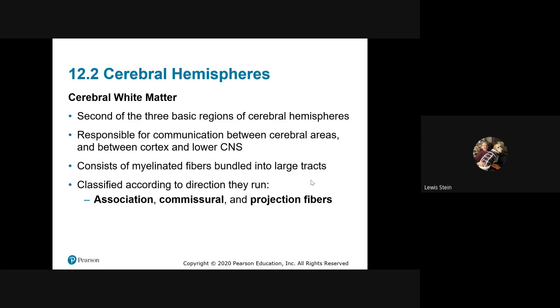And these are the three types. The one I talked about before was the corpus callosum. This is by definition a commissural fiber. It means it goes from right to left and left to right. So the right side knows what the left side's doing.